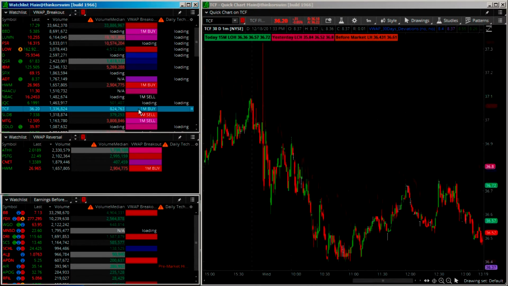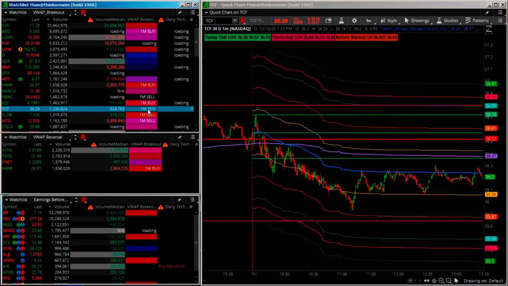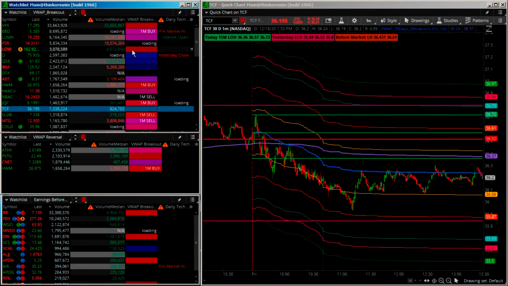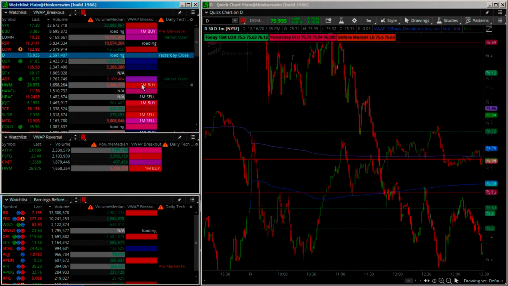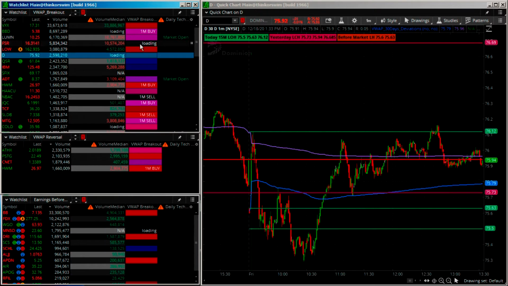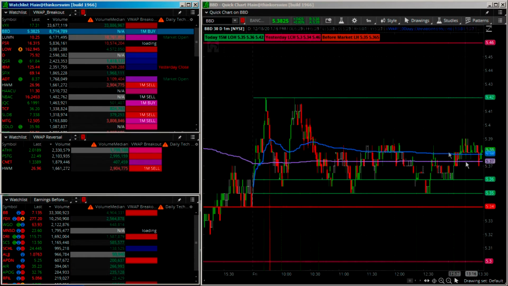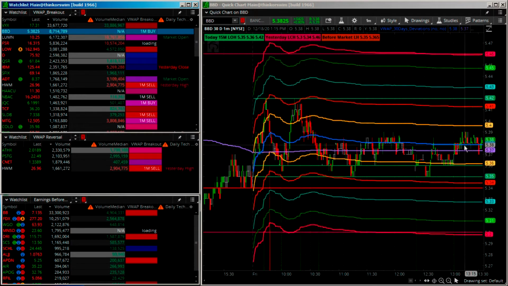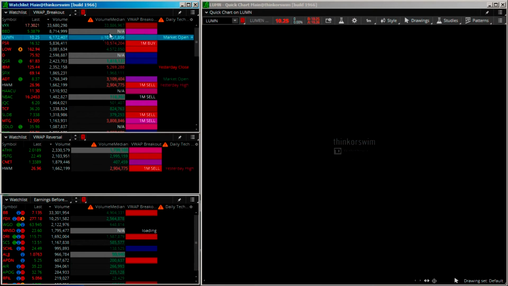Red is the 1 minute VWAP. When we're within 15 cents, that's when it starts populating colors. Blue is for multi-day, and red is for the 1 minute. When you have purple, that means we're close to both of them. So BBD right now, we are within 15 cents of both VWAPs, so that is why it is purple.